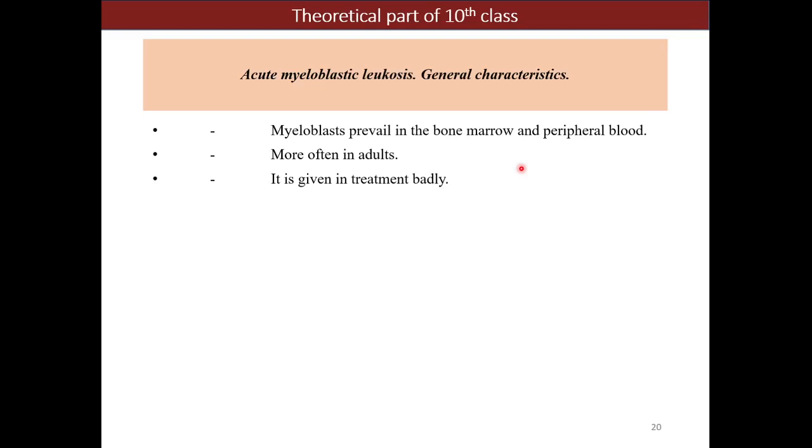Acute myeloblastic leukosis is characterized by the presence of myeloblasts in the peripheral blood and in the bone marrow. More often it happens in adults, and sometimes we may help this patient, but most often we couldn't. So mostly it will lead to the death of the patient, and we couldn't change anything.